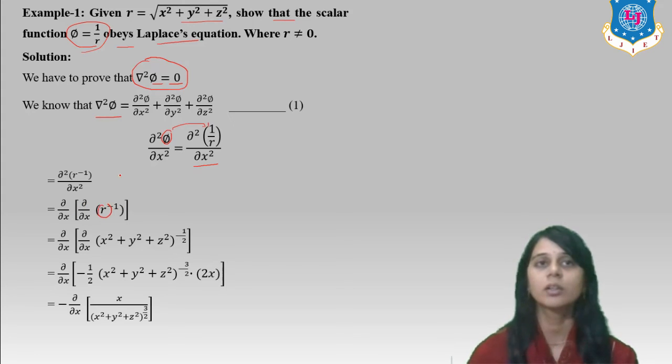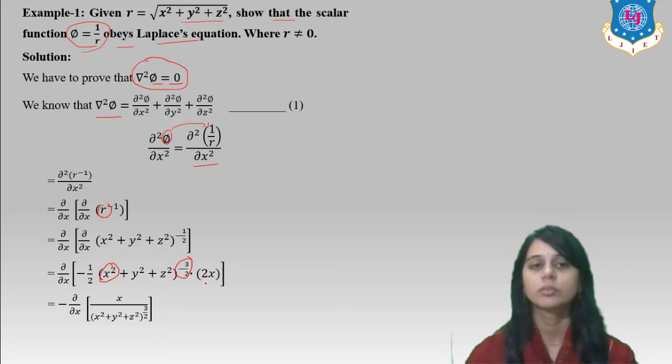What is our r here? r square is x square plus y square plus z square. So we take (x square plus y square plus z square) raised to minus 1 by 2. Now we differentiate one time with respect to x. We get minus 1 by 2 (x square plus y square plus z square) raised to minus 3 by 2 into 2x.